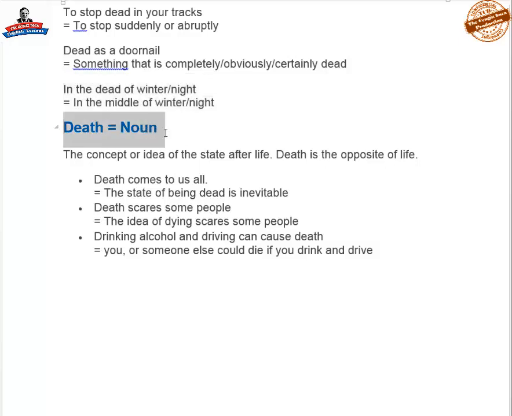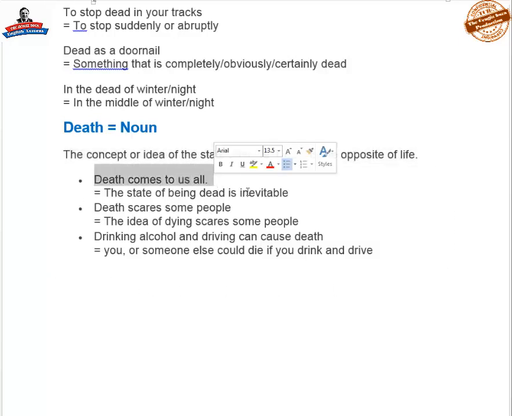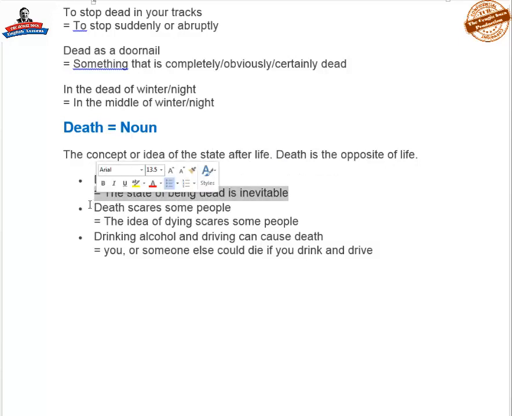Death as a noun. The concept or idea of the state after life. Death is the opposite of life. Death comes to us all. The state of being dead is inevitable. You cannot change it. Death scares some people. The idea of dying scares some people.